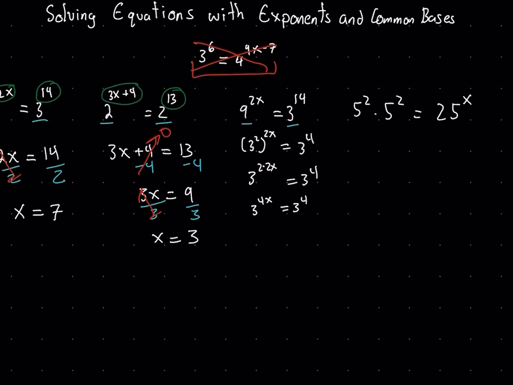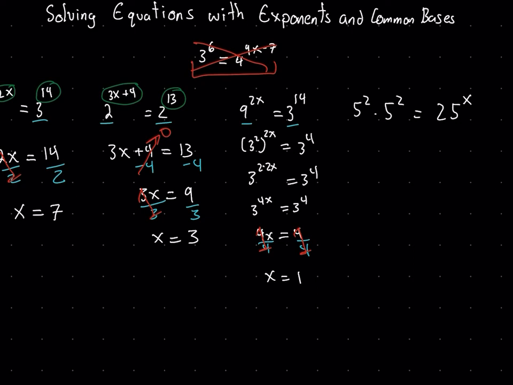And again, we will disregard the base. And in the end, we will get 4x equals 4, divide both sides by 4, and we'll get 1 on both sides. So we will get x equals 1.